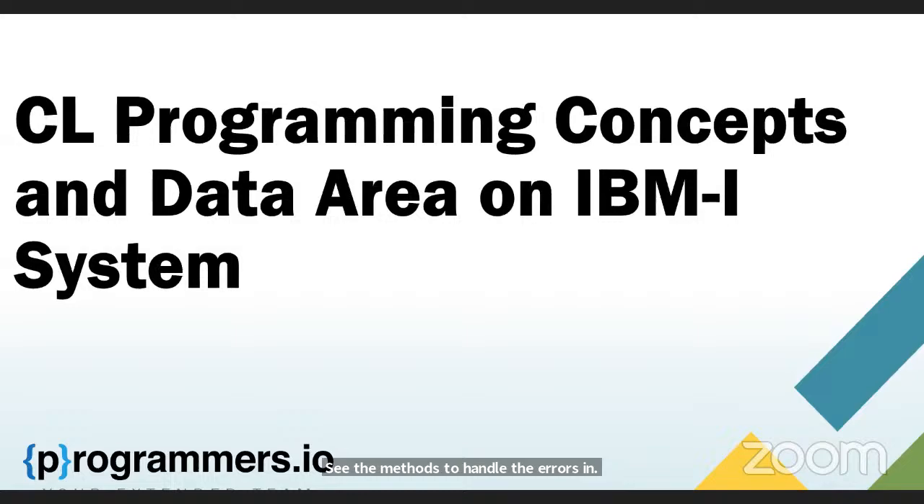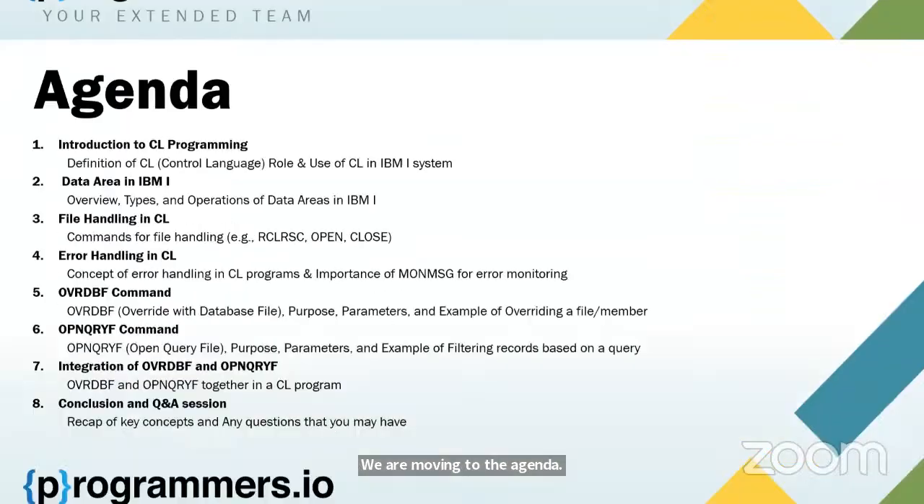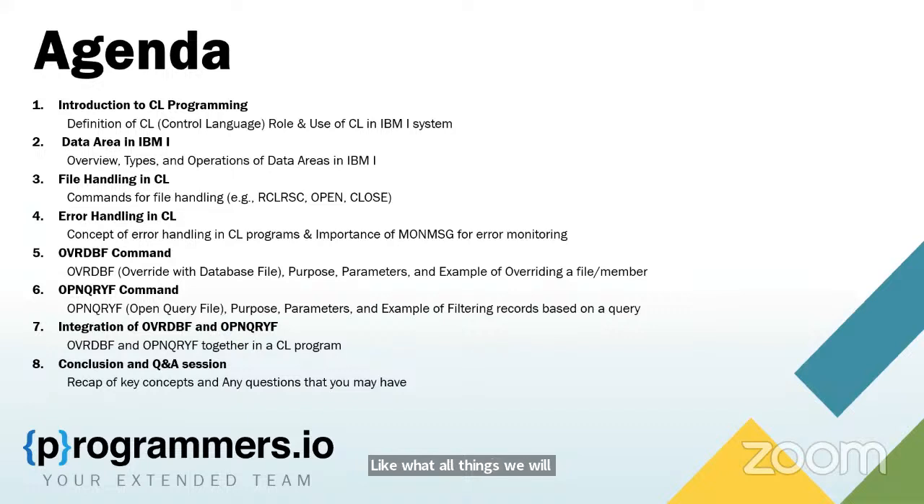We are moving to the agenda, what all we are going to cover in this session. We will start with an introductory part, in which we will see what exactly CL is and the use of CL in the IBM i system, and how we can effectively utilize CL programming to efficiently complete our tasks. Following that is the data area, where we will see the operations and types of data area, and what exactly the data area is.